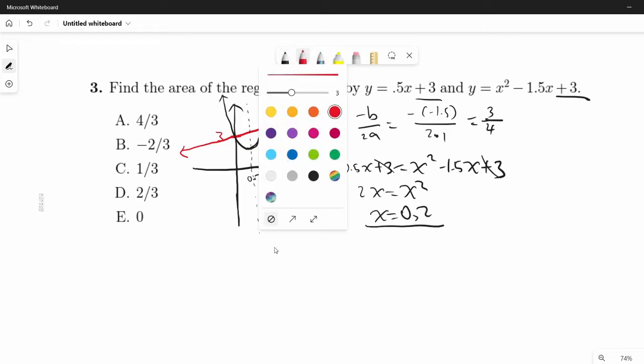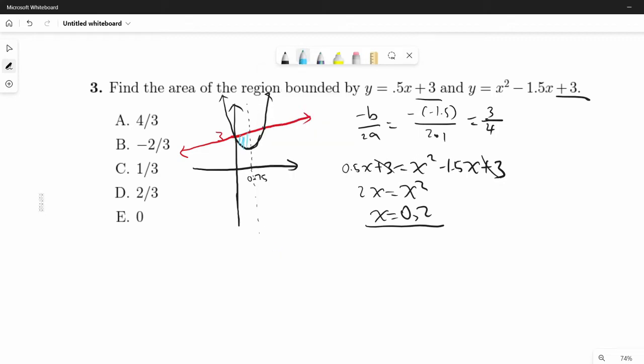Now, this area is what we want, bounded by these two functions. We can see that for this area, the red line is the top function. So it would be the line minus the parabola. So the area is the integral of the top function, 0.5x plus 3, minus the bottom function, dx.